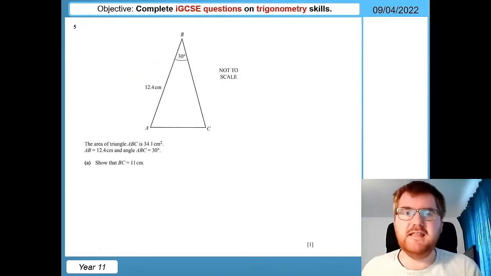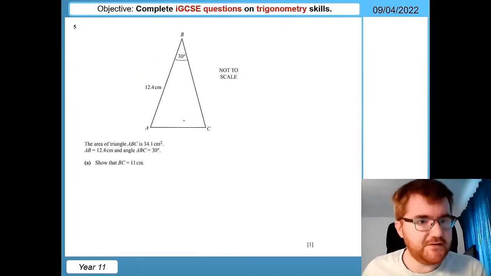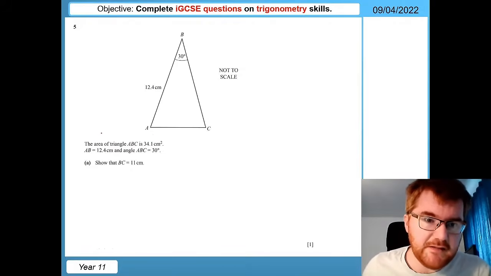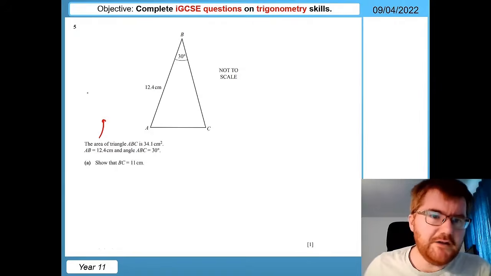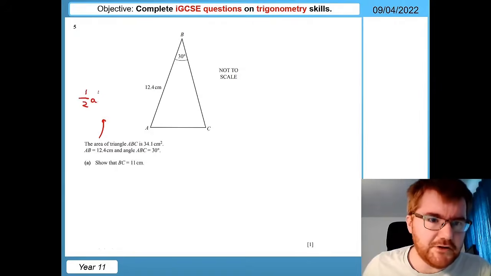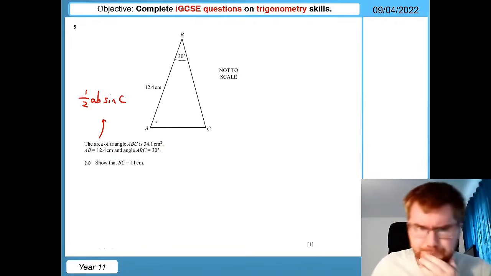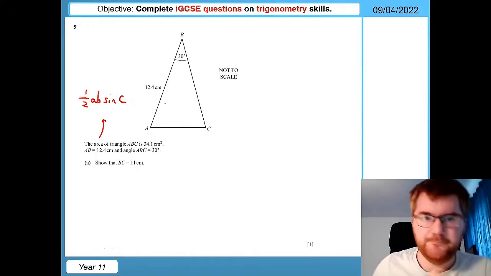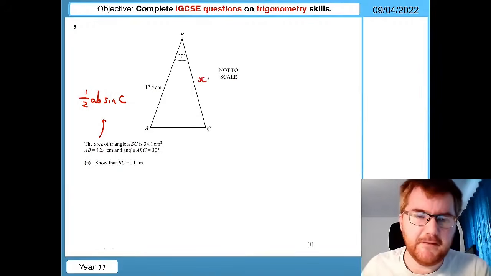Right, on to our next question, so question 5. The area of the triangle ABC is 34.1 square centimetres. Now as soon as I see this, I know that formula we looked at in the very last question, half ab sine C, is going to be useful in some way. We're given AB is 12.4, angle ABC is 30, and now we need to show that BC is equal to 11. So we're looking for this side here.